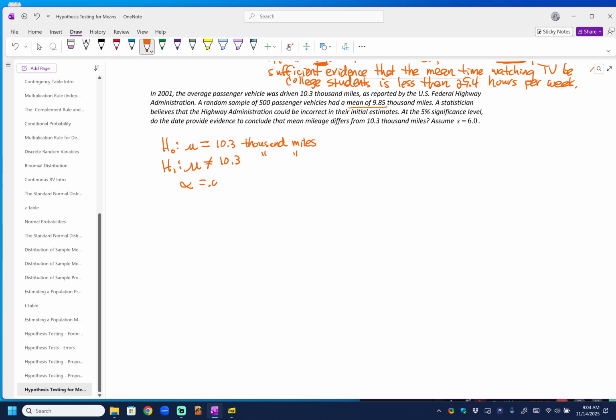Our test statistic is going to end up being x bar, which is 9.85, minus our mu, 10.3, over our standard deviation, which was given at the end of the problem, of 6, divided by the square root of our sample size, which is pretty large, 500 passengers. If we do this computation, we're going to get negative 1.68. Since we're doing the critical value method, we basically just want to pop this in our back pocket and move on to our critical values and our graph.